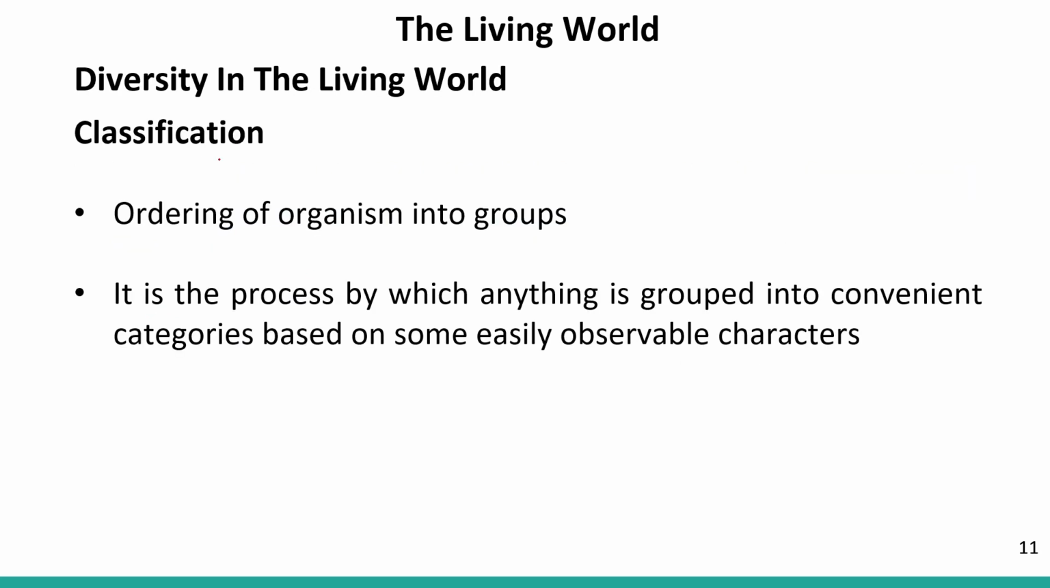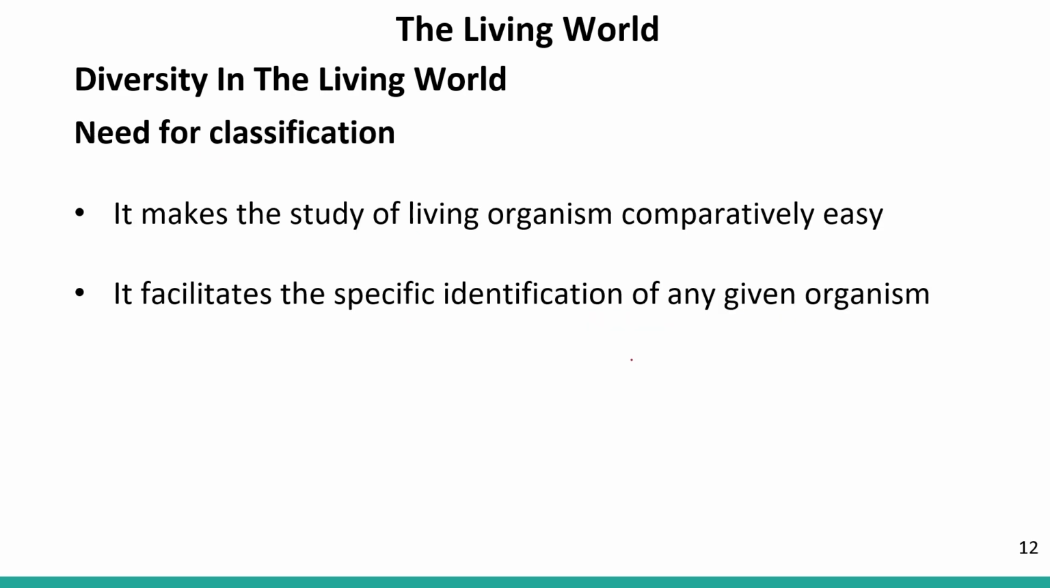Now, let's talk about classification. Another term is classification, which is simply the ordering of organisms into groups based on some easily observable characteristics. So what is classification? It is the process by which anything is grouped into convenient categories based on easily observable characteristics. This is known as classification.